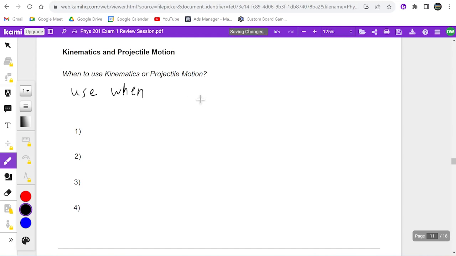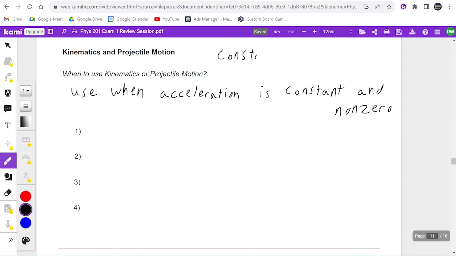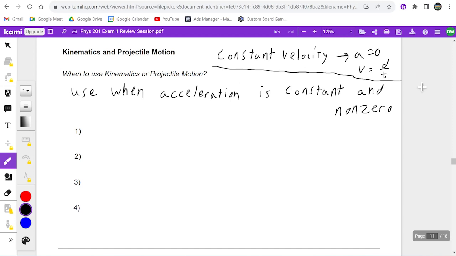It can be 1D or 2D, but you use the kinematic equations when the acceleration is constant, not constant speed, constant acceleration, and the acceleration is non-zero. The reason why the non-zero part is important is because if it says constant speed or constant velocity, then the acceleration is 0. And if the acceleration is 0, you use this equation, which we said earlier. V equals d over t.